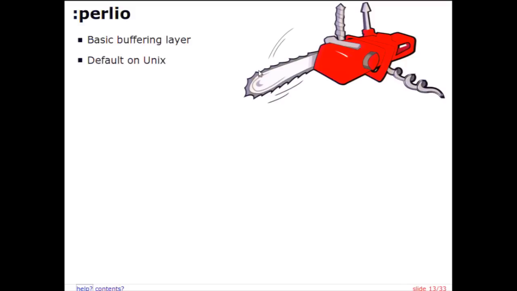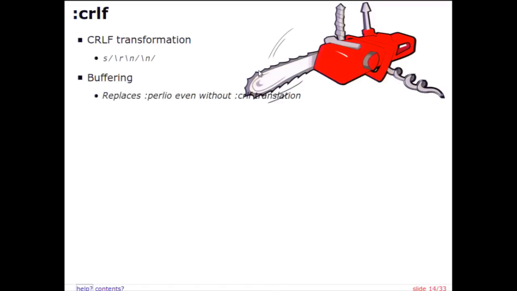This is the default on Unix because Unix is a sane operating system. Then, of course, there's Windows, which does carriage return line feed.